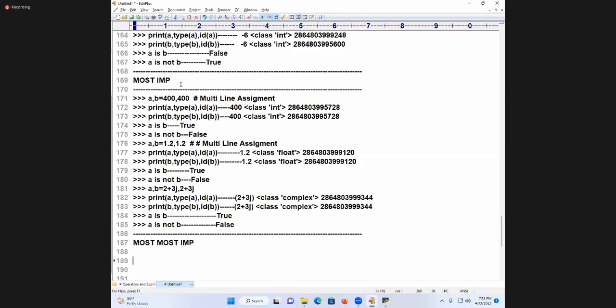Now see what is happening here. Observe it. L1 is equal to 10, 20, 30. L2 is equal to 10, 20, 30. L1 is L2? False. L1 is not L2. True. True. Are you following?